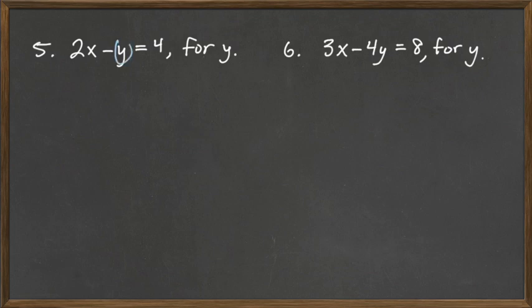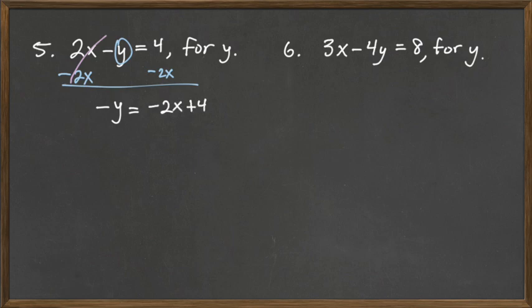So on number 5, we want to get y by itself, so I need to get rid of that 2x term. So let's subtract 2x on both sides. Of course, 2x minus 2x is going to be 0. Now be careful, we're not left with y, we're left with minus y. And again, on the other side, when we have a 4 and a minus 2x, those are not like terms. I could write 4 minus 2x. Again, I prefer to put the x term first. And this is kind of leading towards something, so let's go ahead now.